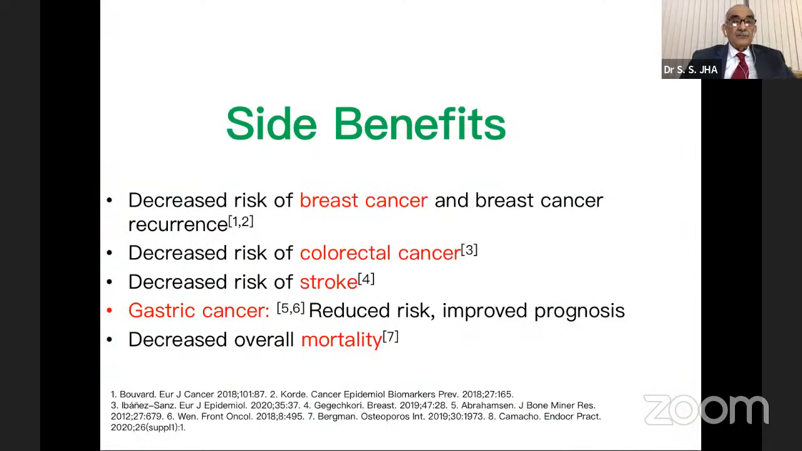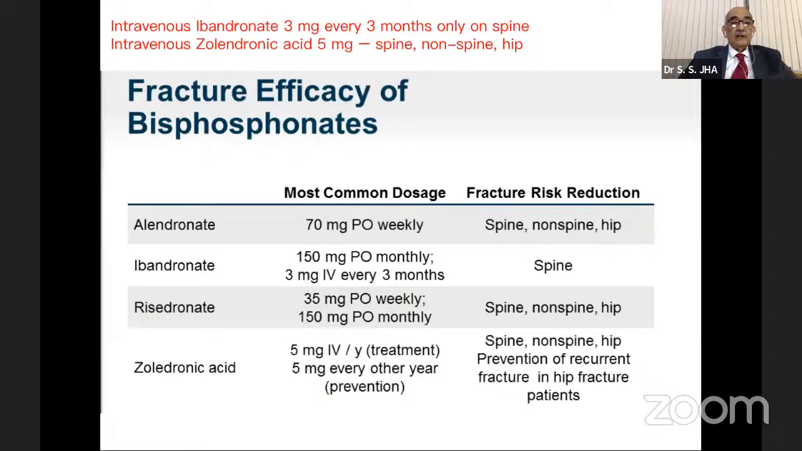Well, there are side benefits also of the use of bisphosphonate, and we must know this. There is decreased risk of breast cancer, colorectal cancer, even decreased risk of stroke. Gastric cancer also is reduced, and the prognosis improves, and it is an age prolonging drug as well, because it decreases overall mortality.